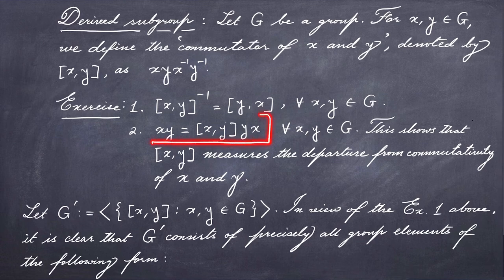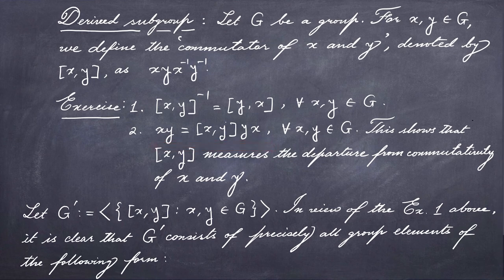So what's the meaning of this? If we want to know whether X and Y commute or not, once they commute, of course the commutator will be the identity, right? If they do not commute, then the departure from commutativity is given by this commutator. Thus we can interpret the commutator of X and Y as the measurement of the departure from commutativity. Okay. So if you want to flip X and Y, then this is the thing which will come up. This is what we can see here.